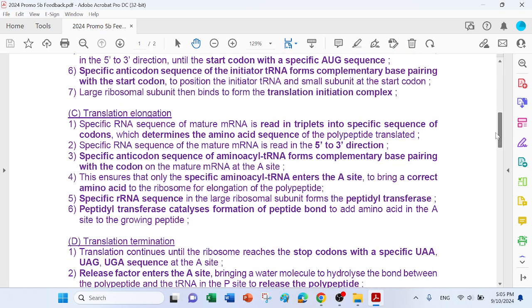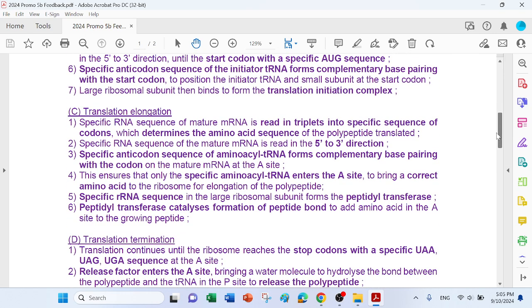Okay, then for elongation, we require the template of the mature mRNA. And how is the template read? So the specific mRNA sequence of the mature mRNA is read in triplets that give us a specific sequence of codons, which determines the amino acid sequence of the polypeptide or protein translated from this mature mRNA. So that's the importance of the mRNA sequence, to be read as a sequence of codons. And the reading is 5' to 3'.